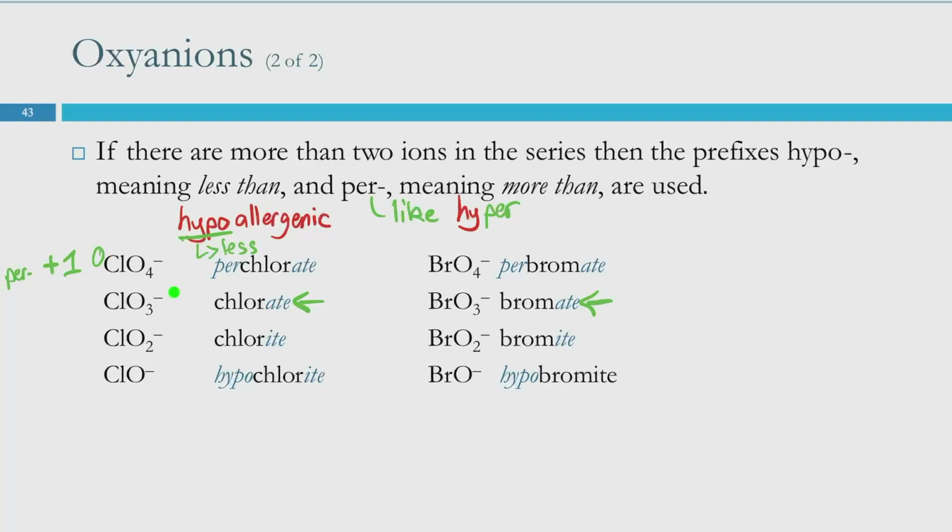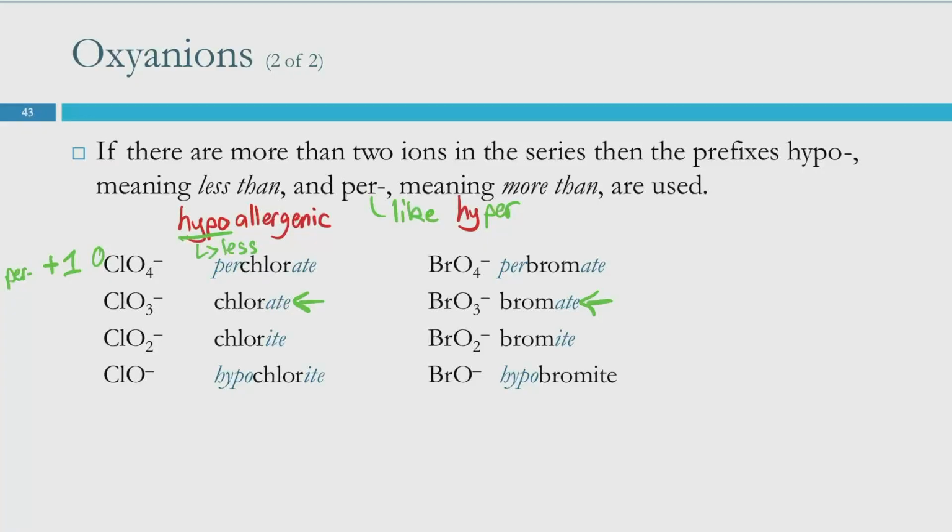What do we do with the charge? How does the charge change? It doesn't. The charge does not change. So that's one of the nice things about these oxyanion series. The charge is always going to be the same as the ate form. So ClO3 minus, if we add one, it's ClO4, still a 1 minus.